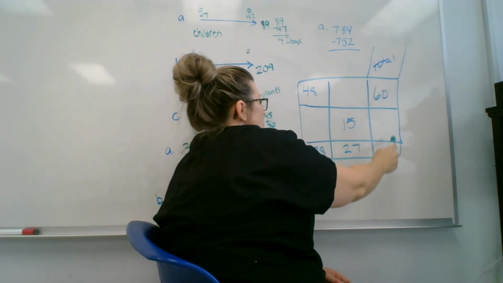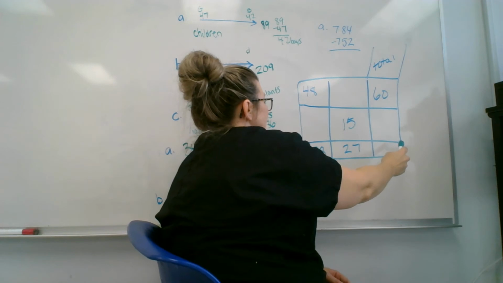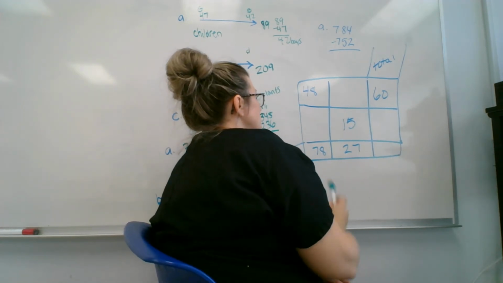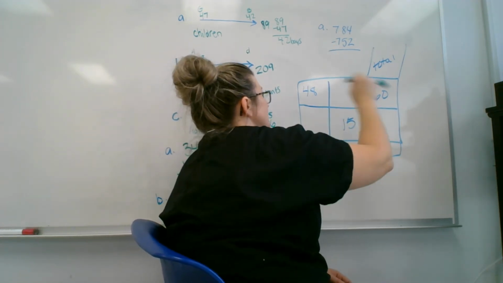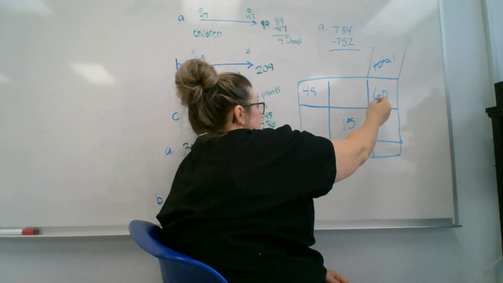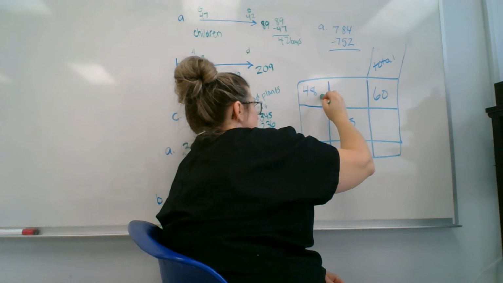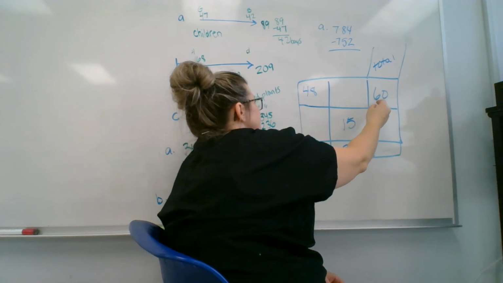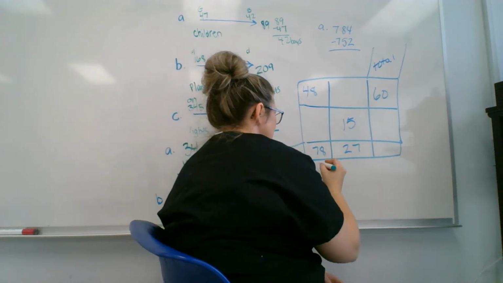So these are my totals, the last row and the bottom row. So if you're working this way, these are your totals. If you're working this way, these are your totals. So knowing that this 60 is my total, this is a small number. To find this middle number, I say 60 minus 48.